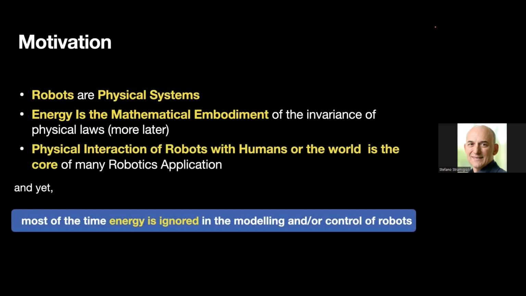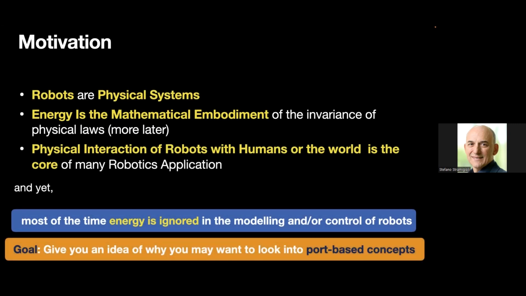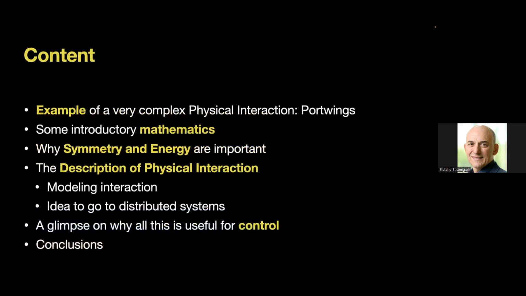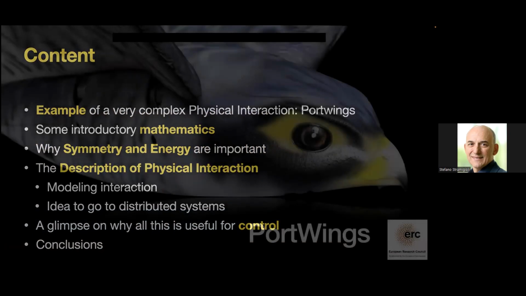So what I want to try to do in this tutorial part is to give you an idea of why you may want to look at a port-based way of thinking. I will first start with an example, a very complicated example, of how to use this geometry for really seriously complicated problems. Then I will introduce some mathematics, and then give you the reason how to model interaction in a proper mathematical setting, okay? And give you a glimpse of control, and then draw some conclusions.